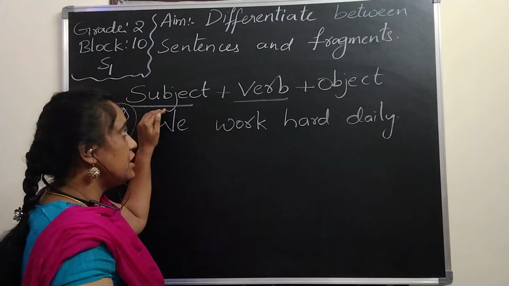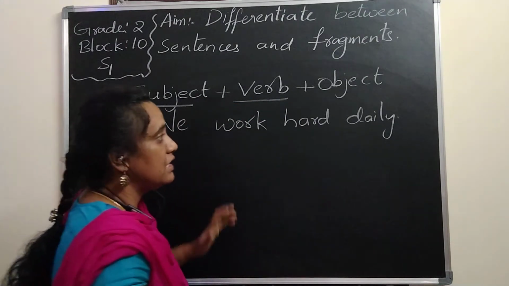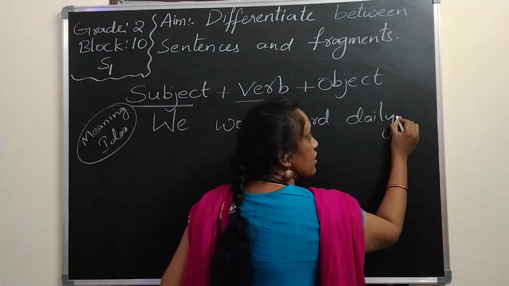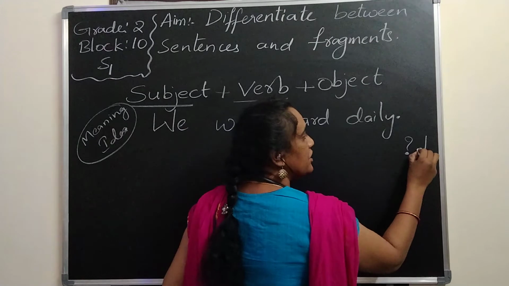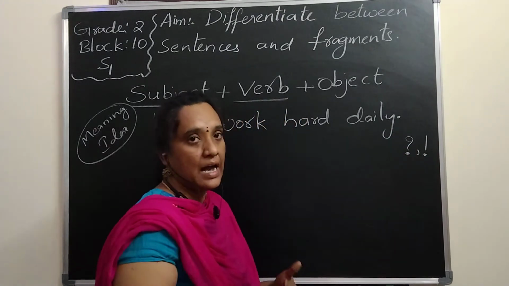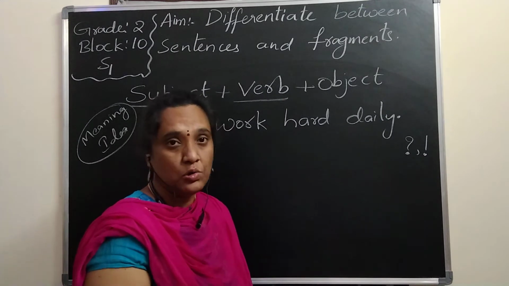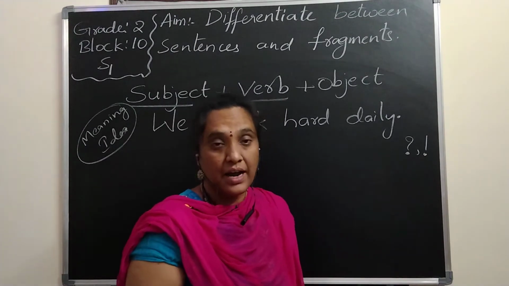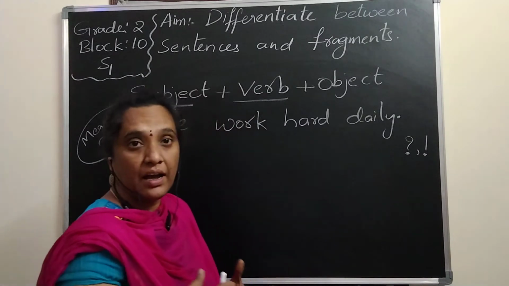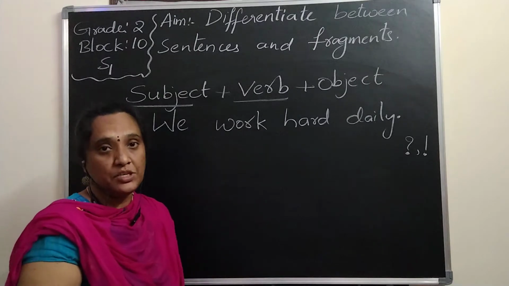Now subject, verb and object. So you came to know what a sentence is. A sentence will end with a full stop, a question mark or an exclamatory mark. A question mark is used for asking questions, for interrogative sentences. How are you? Question mark. What are you doing? Question mark. And for things which we think are a surprise, things which are strange, for that we use the exclamatory marks.